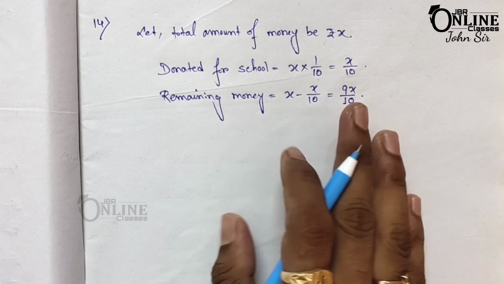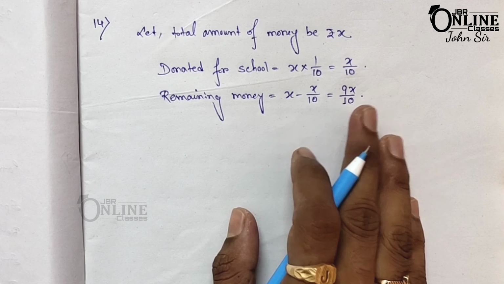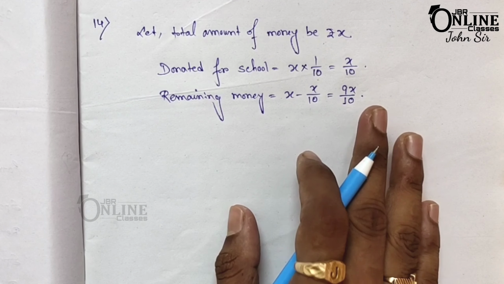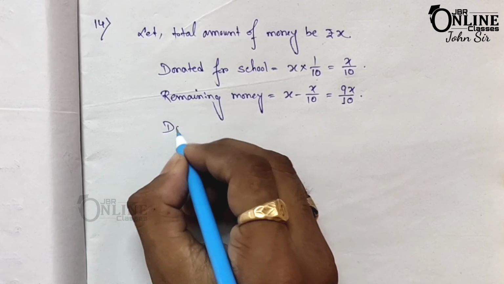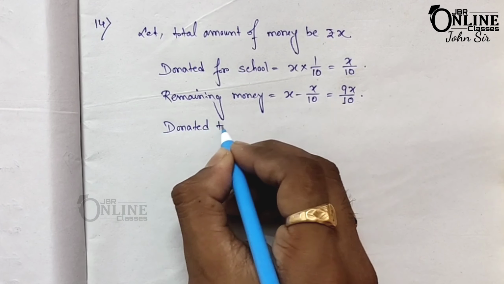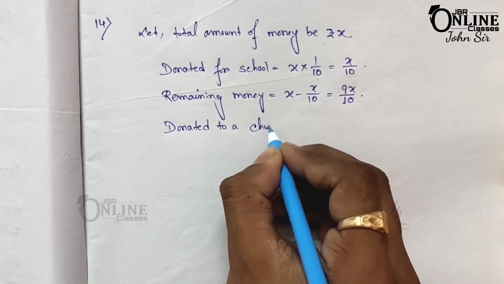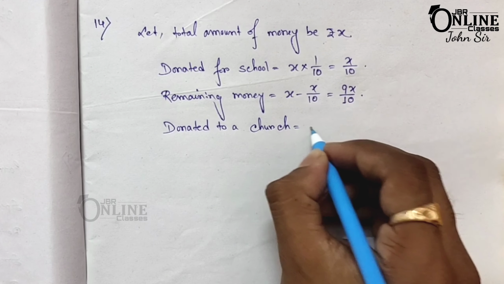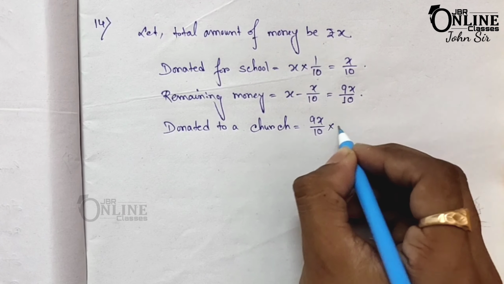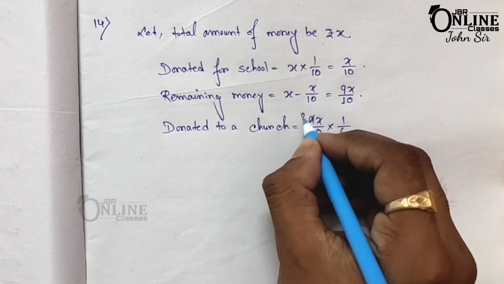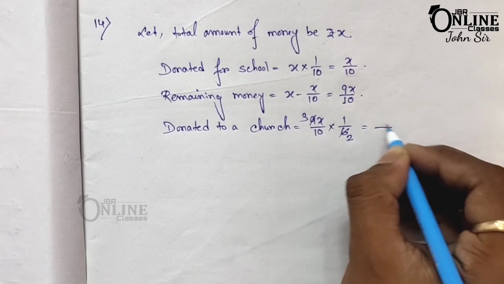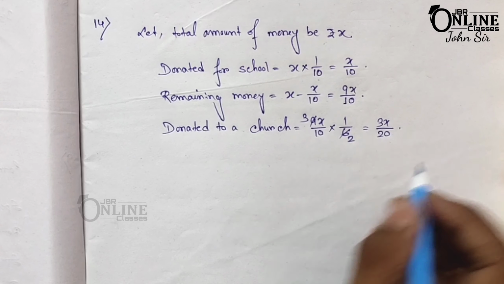Now from that money 9x by 10, 1/6 of the remaining money he donated to a church. So donated to the church equals 1/6 of the remaining money. So 3 3s are 9, 3 2s are 6, so 3x by 20.